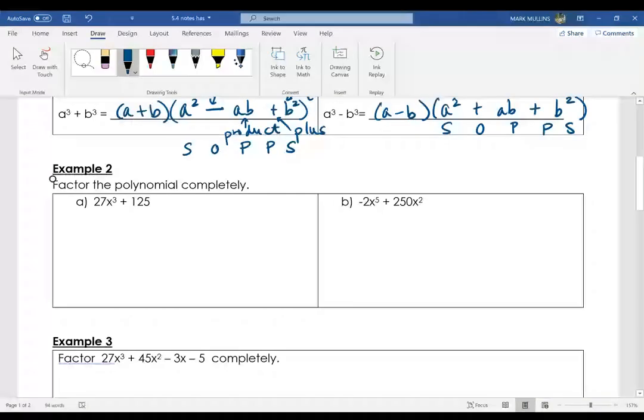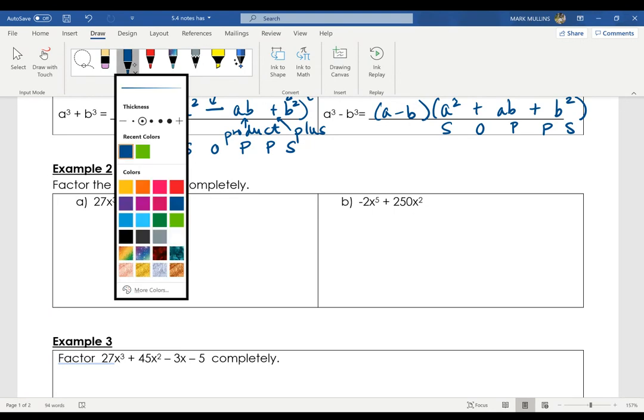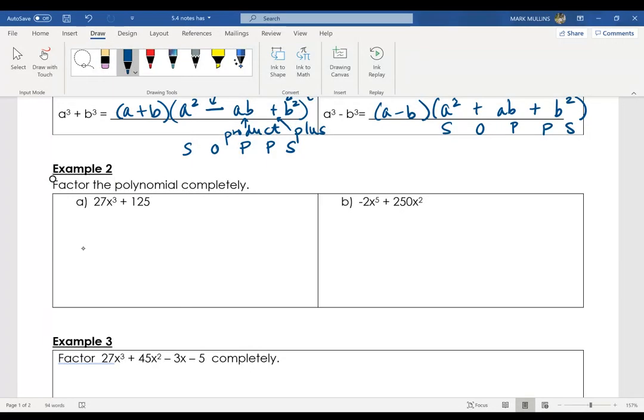So for example 2, we're asked to factor completely again. There's only 2 terms, so I'm always looking for difference of squares, or now I could look for sum or difference of cubes. From this first one, I'm thinking about how 27 is 3 to the 3rd power. So this is really 3x cubed. And then the 125 is 5 cubed. So I can see I've got a sum of cubes.